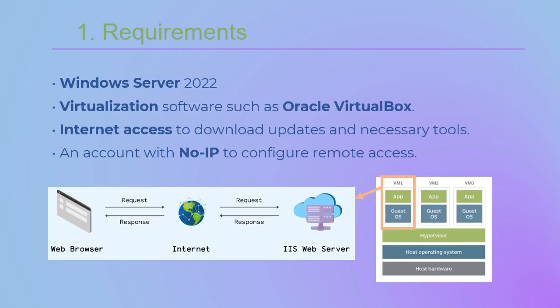So in order to do this task, we will need first a copy of Windows Server. In this case, I use a copy of the standard desktop edition of Windows Server 2022. And this is the operating system that we will install on the virtual machine. The virtual machine, on the other hand, is a virtualization software. And in my case, I use Oracle VirtualBox.